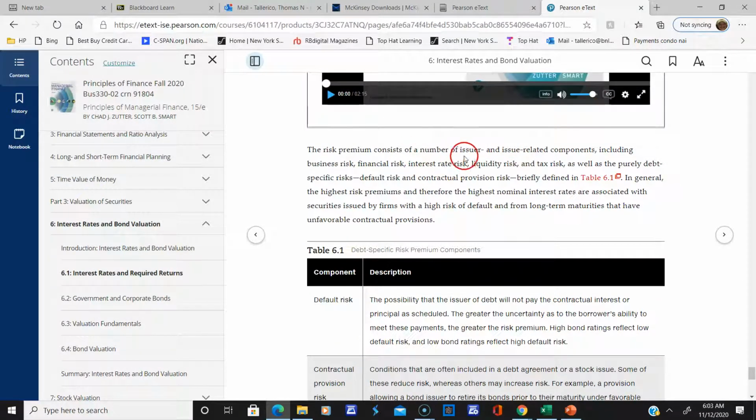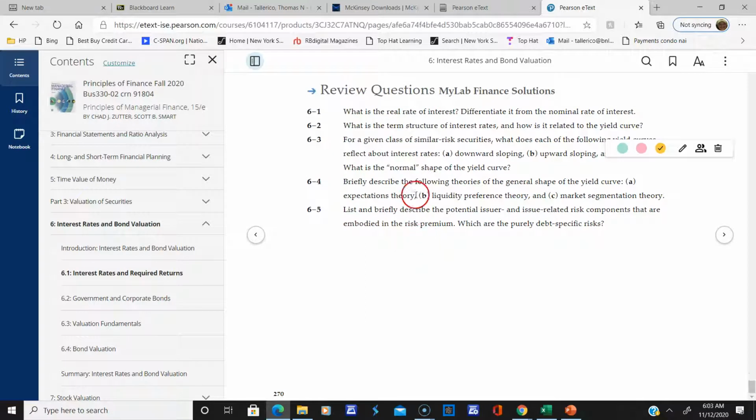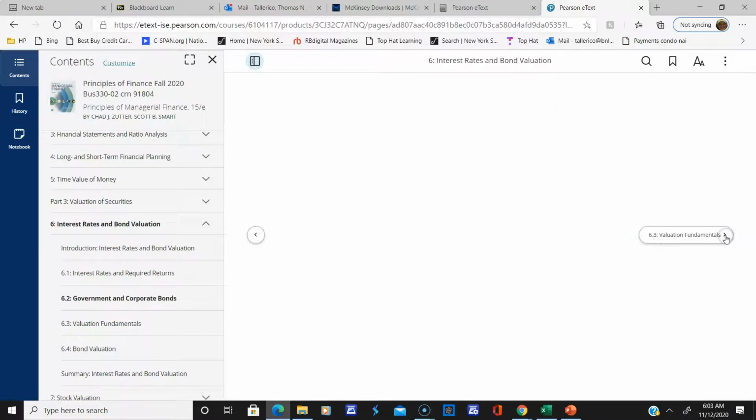Okay, so the risk premium is going to consist of a number of issuer and issue related components. Here are some of them. Here's default risk, and are they going to meet the contract provisions? So there's a bunch of different risks associated with this. And here's some good review questions if you want to review. So let's move ahead. We're at the end of this section.